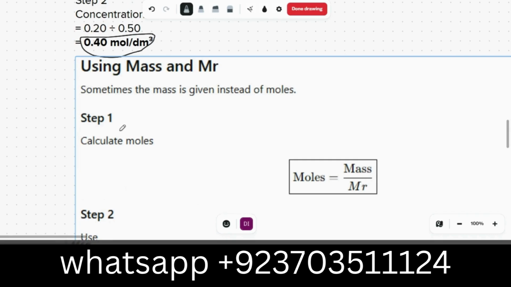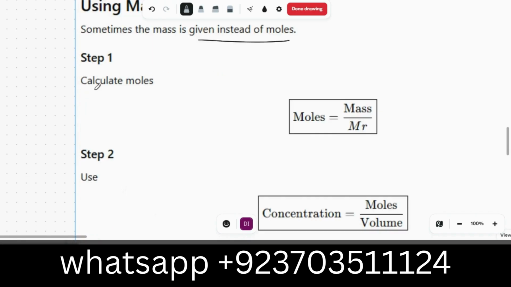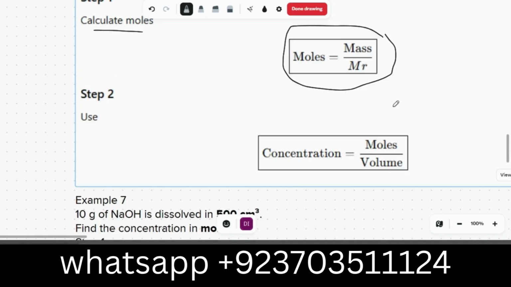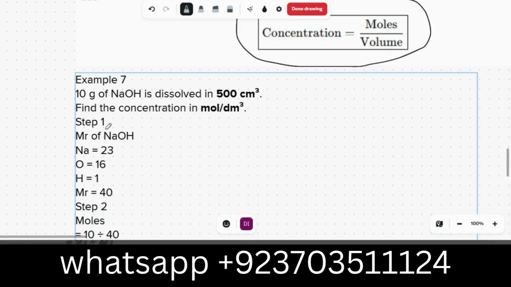Sometimes the mass is given instead of moles. So how can we calculate? First we will calculate moles. Moles is equal to mass over Mr. We have already done this topic. And second, concentration is equal to moles over volume. Now we will do one example.